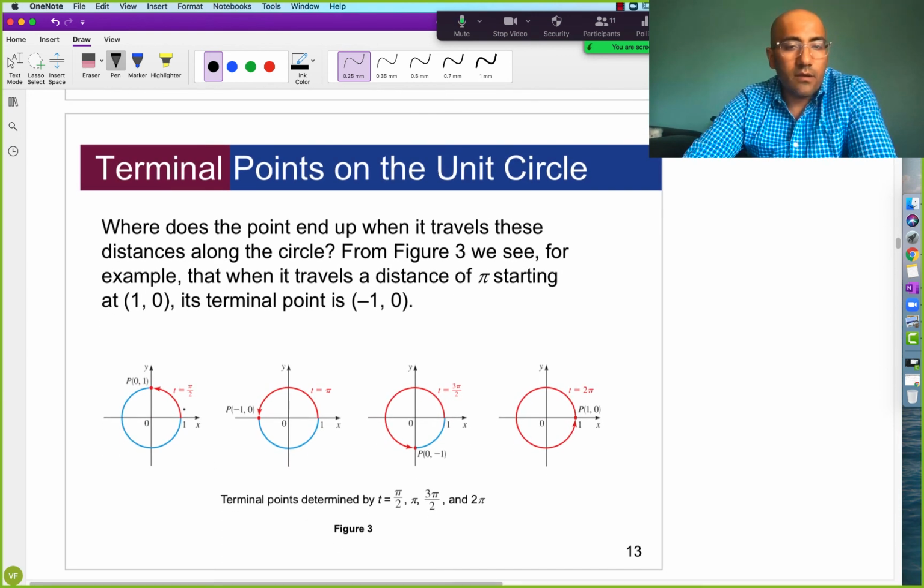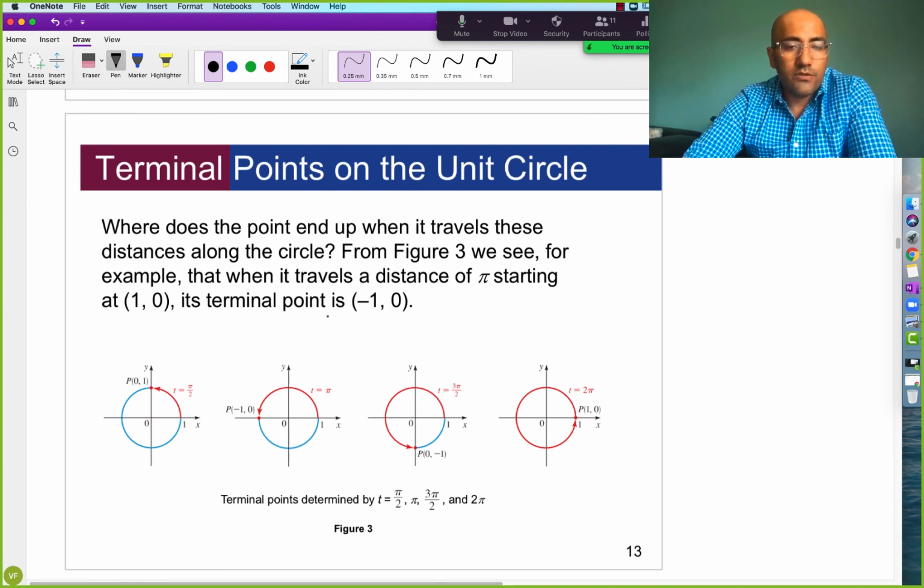If the t value is pi over 2, then we know we go exactly 1/4 of the way through our circle. This is just knowing that the whole thing is 2 pi, therefore half of it is pi. The whole thing is 2 pi, and so we know some standard ones.